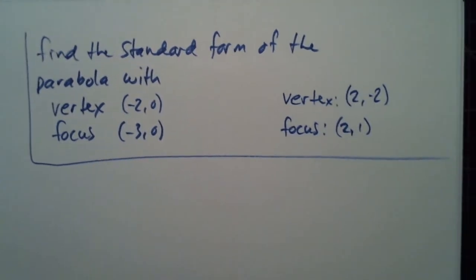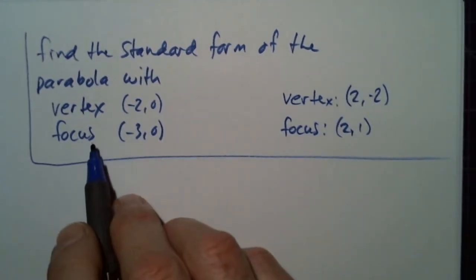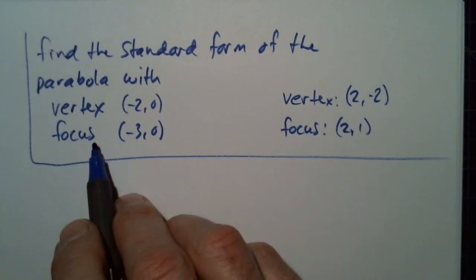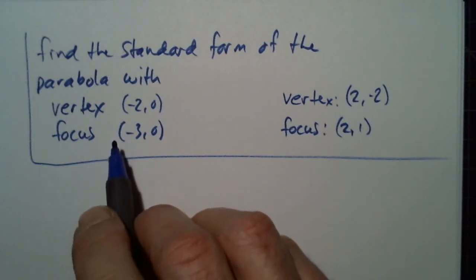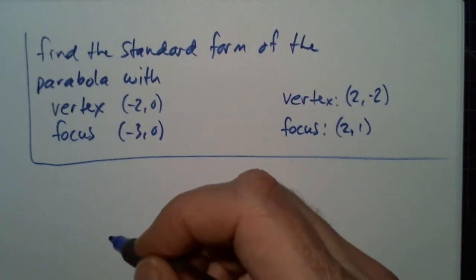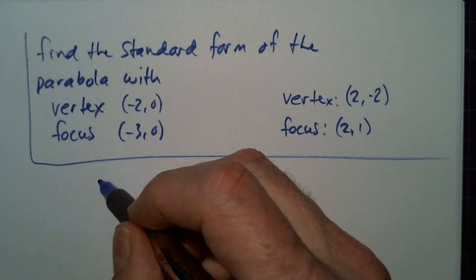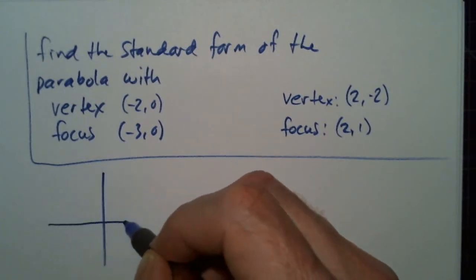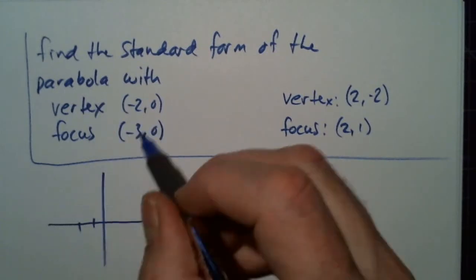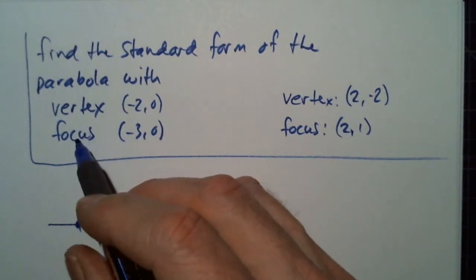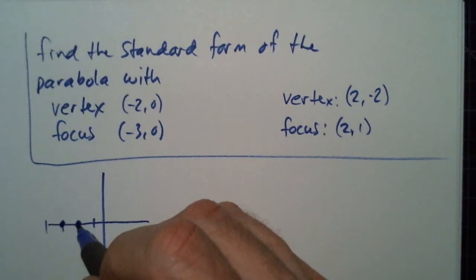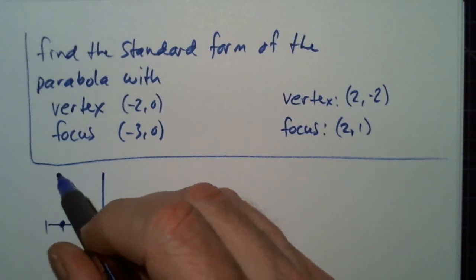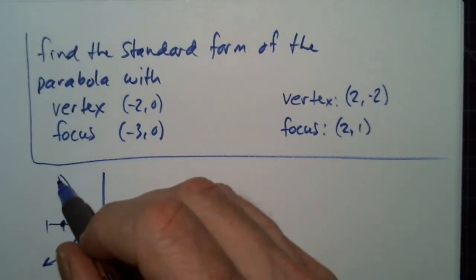We have two problems here, and the easiest thing to do is just graph it and then look for the numbers to put into the formula. So let's graph it and then we'll see which formula we need to use. Vertex, -2, 0. Focus, -3, 0. If that's the vertex and that's the focus, the parabola must be opening like that.